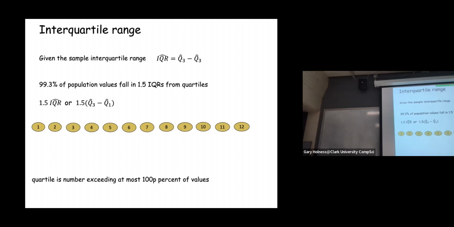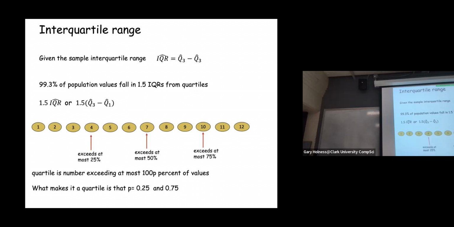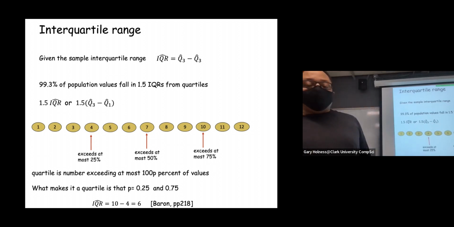The quartiles are those 25% points, and we have some measurements. I've just arbitrarily selected them, 1 through 12, and we put them in non-decreasing order. We identify the quartiles. So here is Q1. It exceeds at most 25% of the values. Here's Q2, the median, exceeds at most 50%. Here's Q3, the third quartile, exceeds at most 75% of the measured values. So now we're going to take the interquartile range. That's Q3 minus Q1. So that's 10 minus 4, that's 6. So the interquartile range, IQR, is 6.